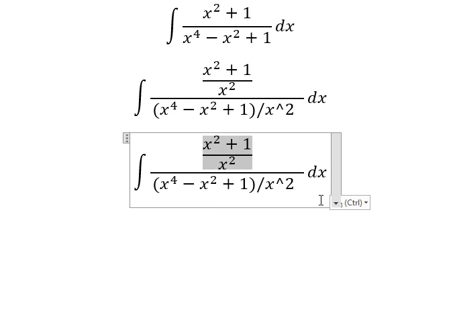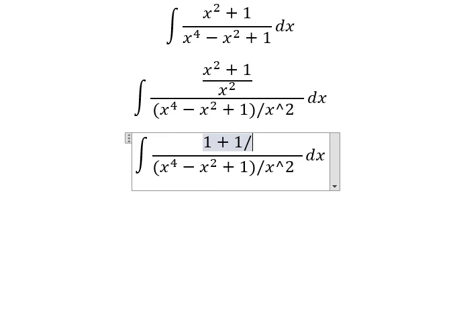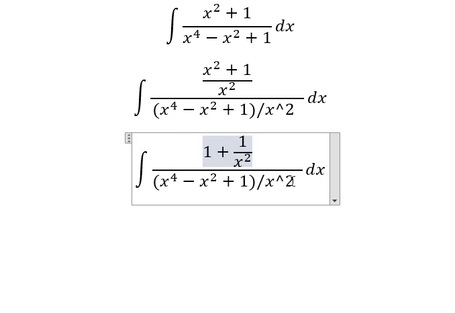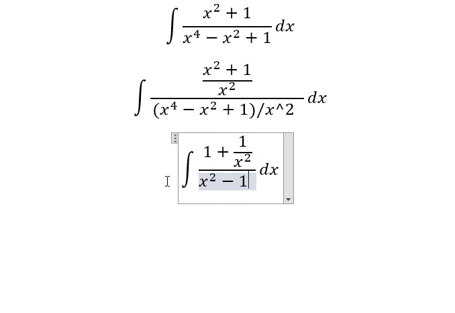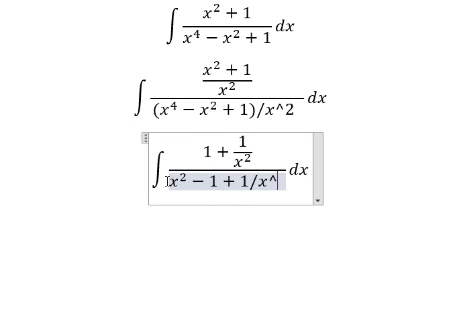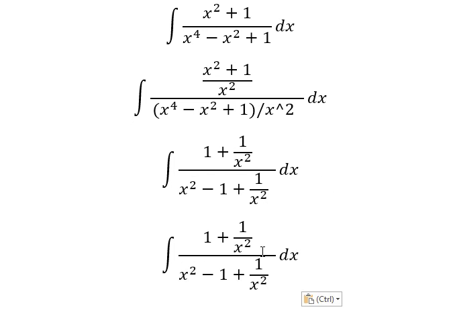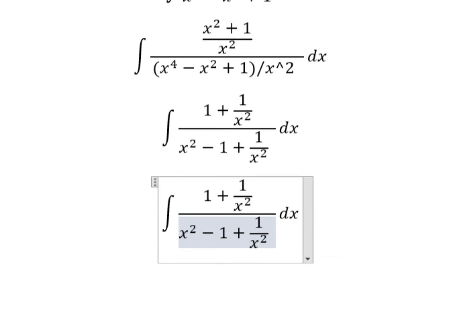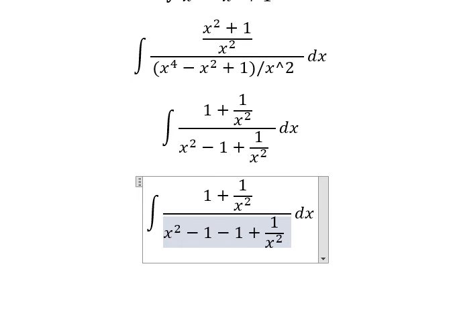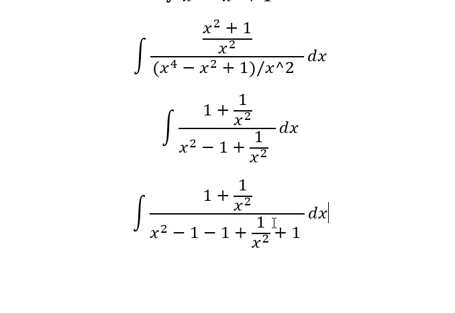So this one we have 1 plus 1 over s squared. This one we have s squared minus 1 plus 1 over s squared. So I will put negative number 1 in here. Later that we need to add back positive number 1.